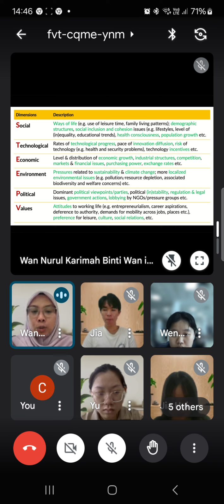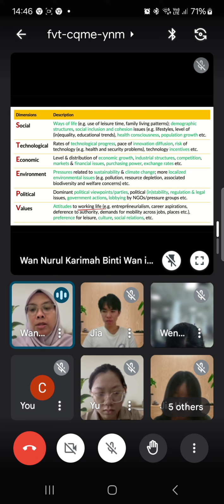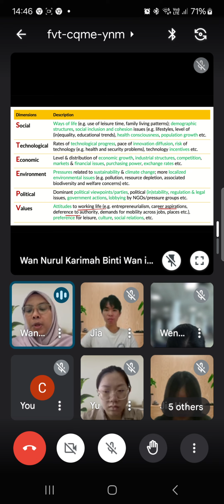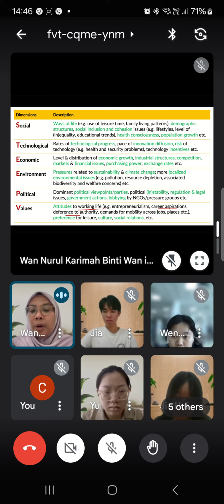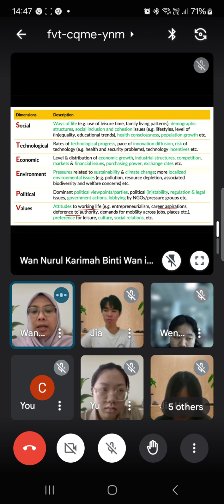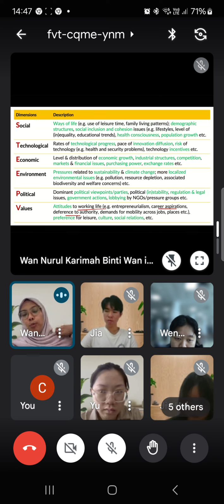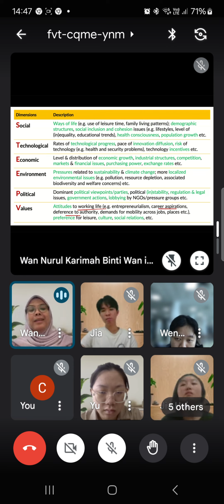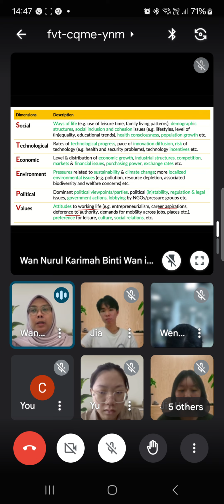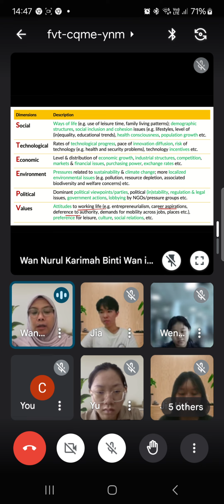Values is related to attitudes to working life, for example, such as entrepreneurialism, whether this is something that is embedded or encouraged in your society, in the community, for example, career aspirations, deference to authority, demand for mobility across job places, etc. In terms of your preferences for leisure activity, culture, social relations, etc. So they are related more with what you consider as good values, the good values in your culture, or the good values that need to exist in society. Okay, so it is different than value.